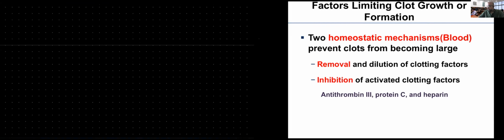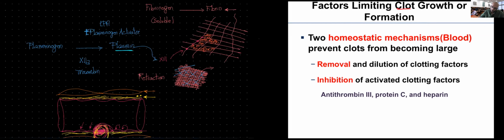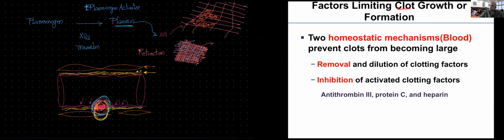All right, so factors limiting the clot growth and formation. So why, if I've got an injured vessel in here, is this blood clot going to be limited to the injured site and not progress, forming a very large blood clot, activating the fibrinogen throughout my circulation and forming blood clots everywhere in my intact vessels?